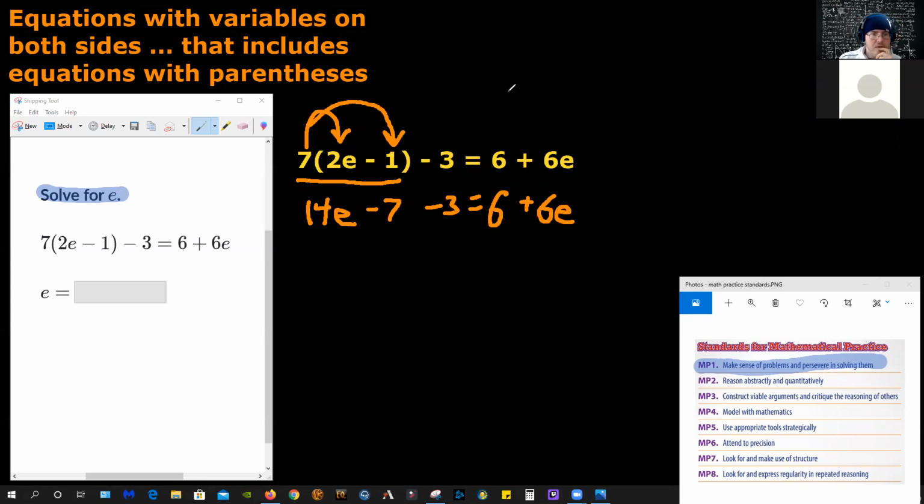Okay, so now the next thing I'm going to notice is the like terms. The things that are like are the negative 7 and the negative 3. They're both on the same side of the equation, and they can be put together. Hey, Austin, good morning. So I still have 14E, now minus 7 minus 3. If I'm at negative 7 and I subtract 3, I'm going to be at negative 10. And I still have this positive 6 and positive 6E over here.